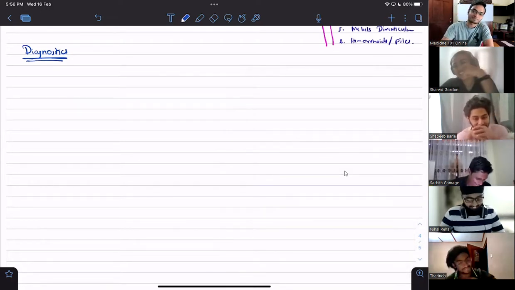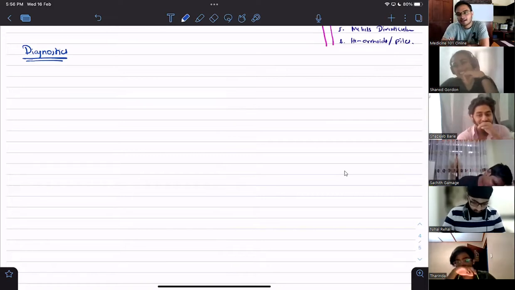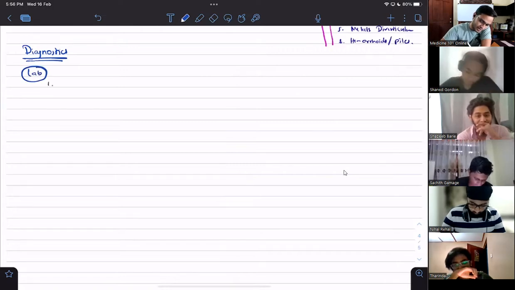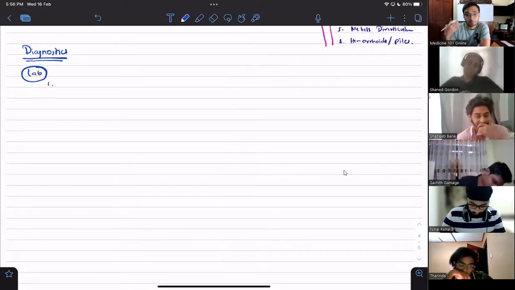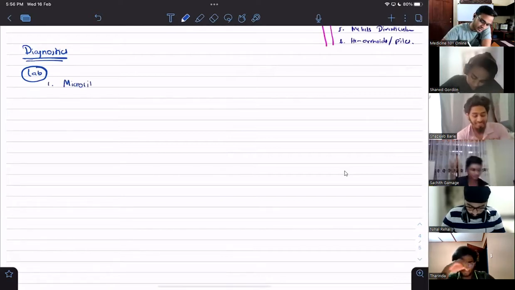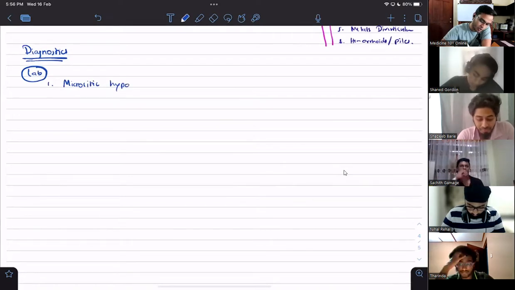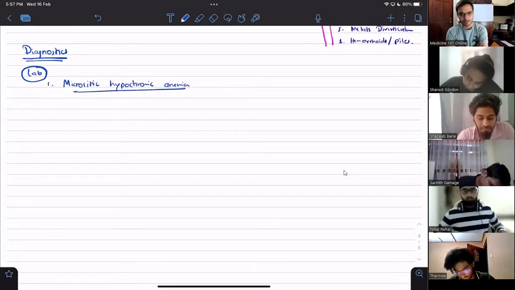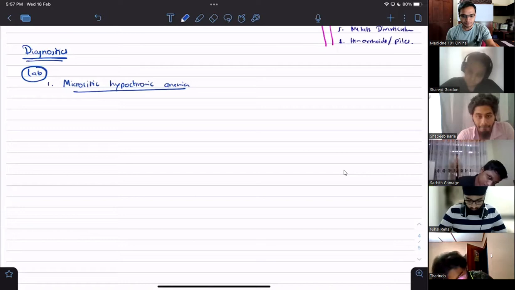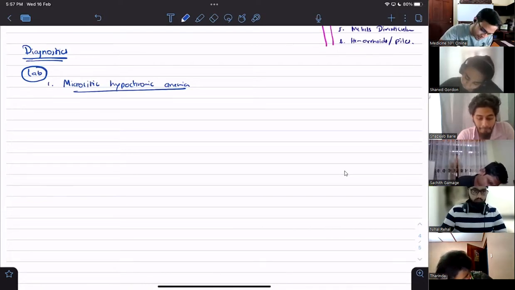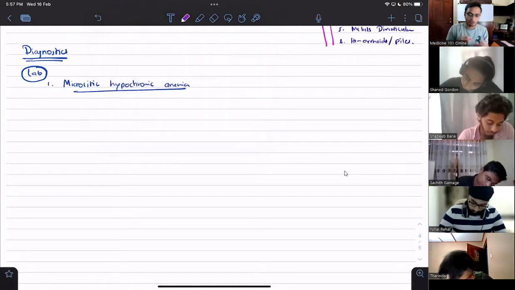Look at this. Diagnostics. We'll talk about the lab diagnostics, guys. First one, when you look at their blood sample, when you look at their blood picture, what can we see? Microcytic hypochromic anemia. Now, how does this happen? Why does this happen? Look at this, guys. We'll go step by step. You all tell me what I should write.